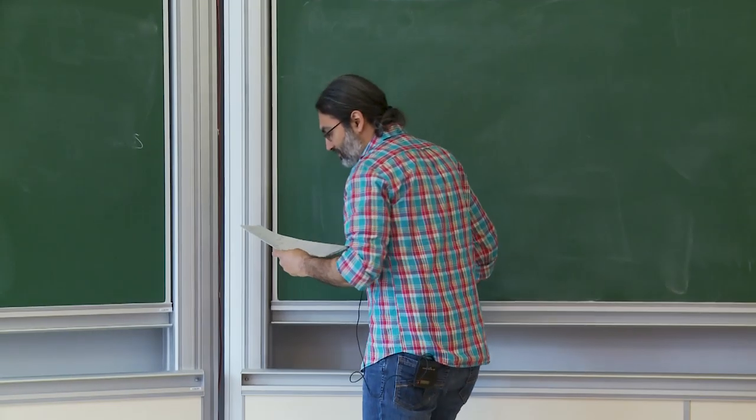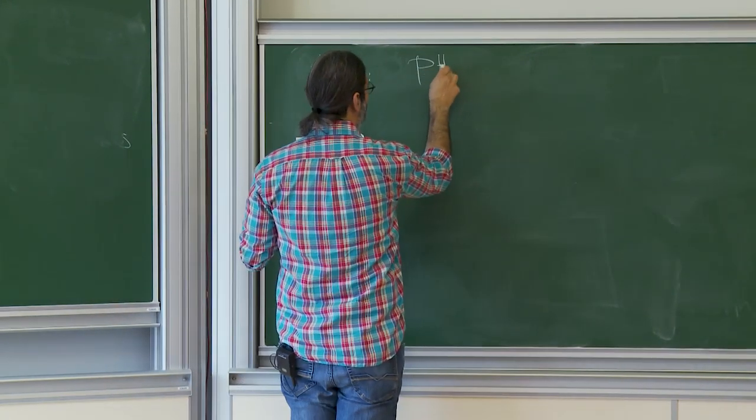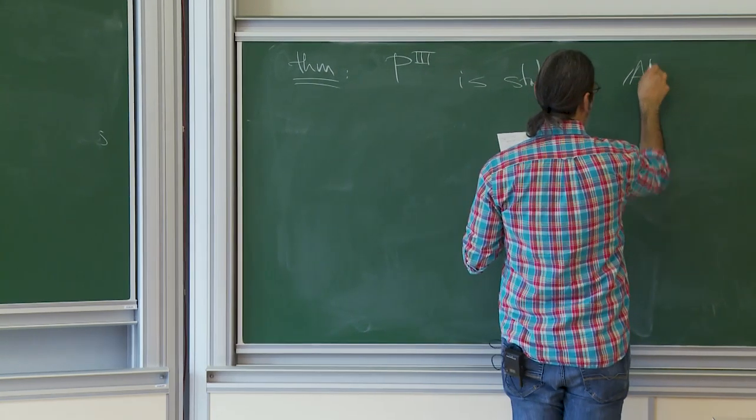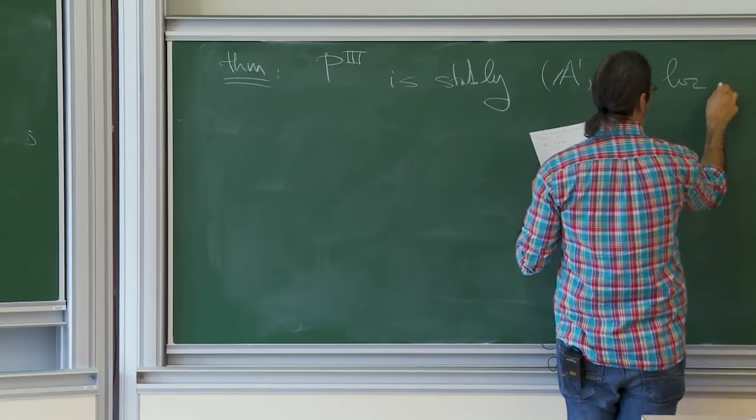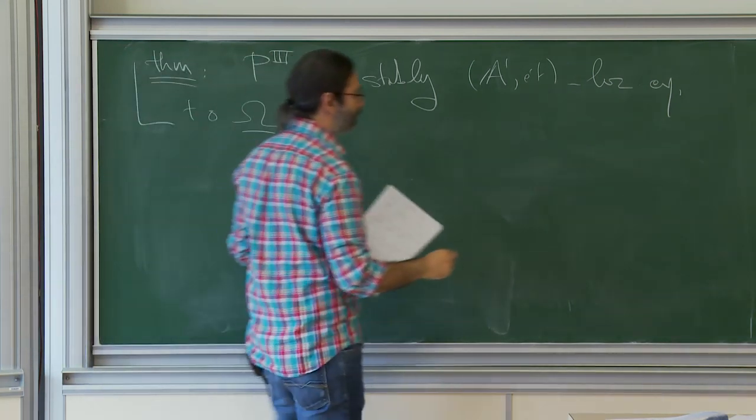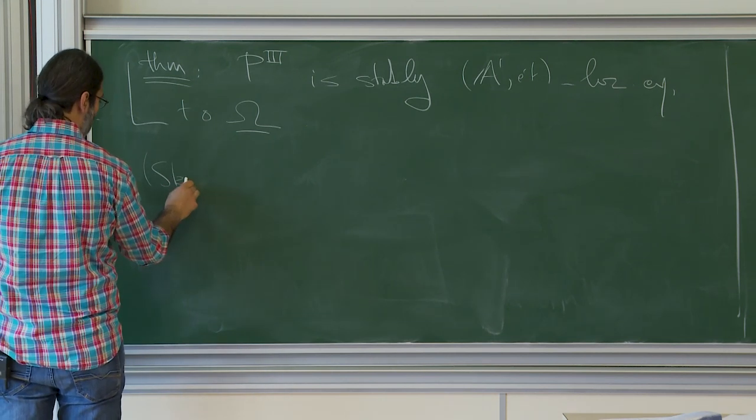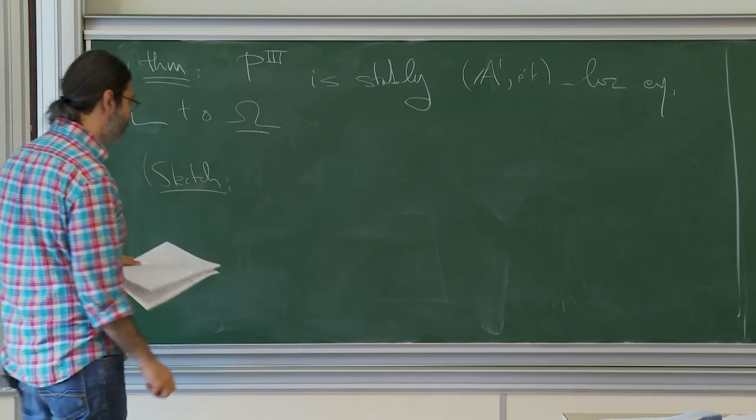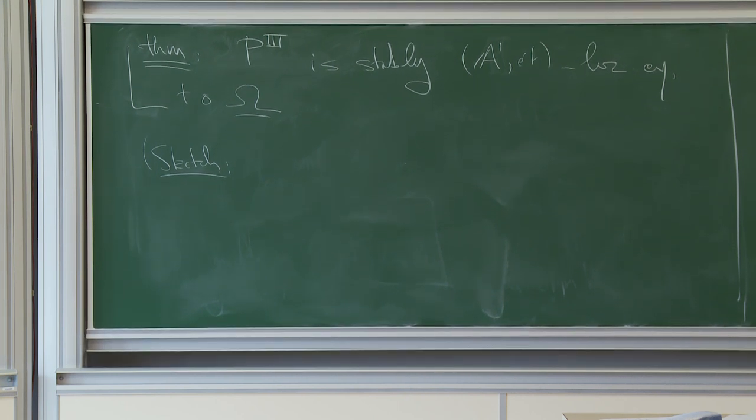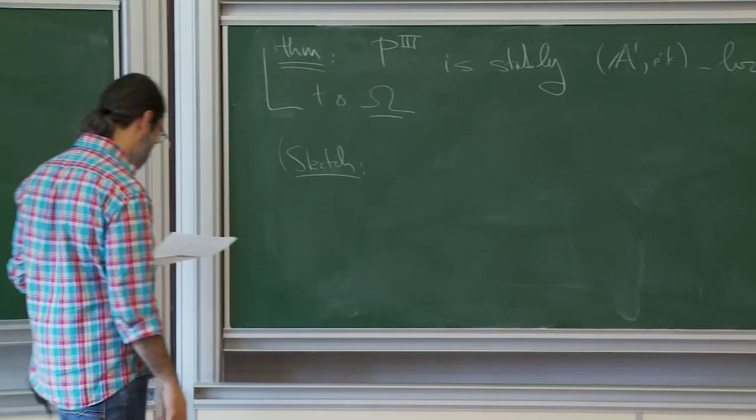All right, so I want to say a few words about the following theorem, saying that P3, as defined, is stably A1 étale locally equivalent to omega. I will not really prove this. I will just tell you what's behind this, to try to make this construction less arbitrary somehow. I'll tell you how one comes to this model.